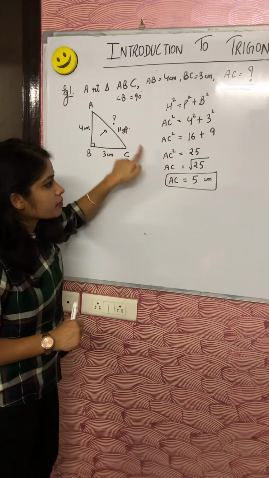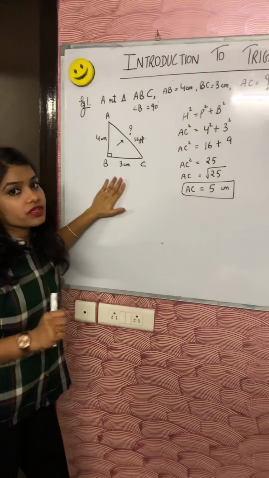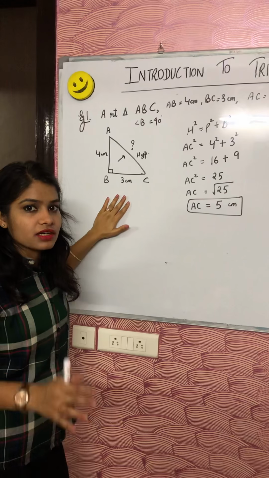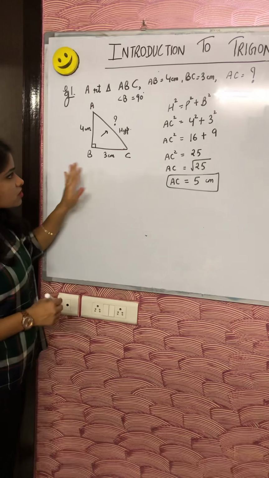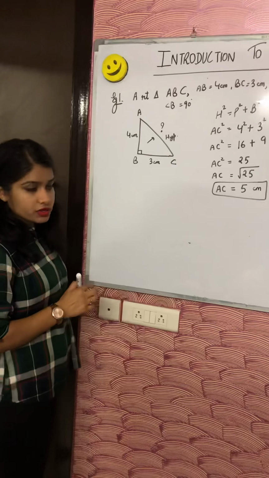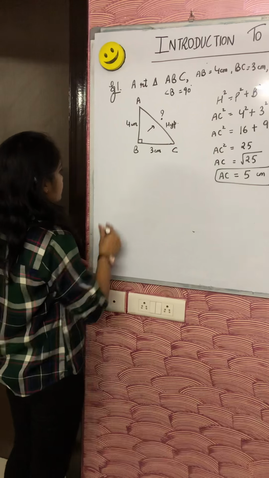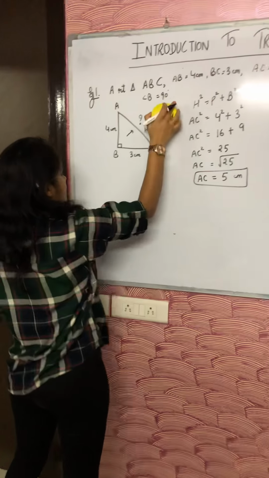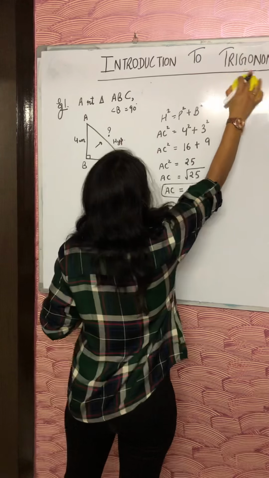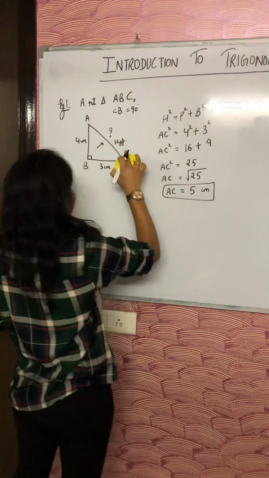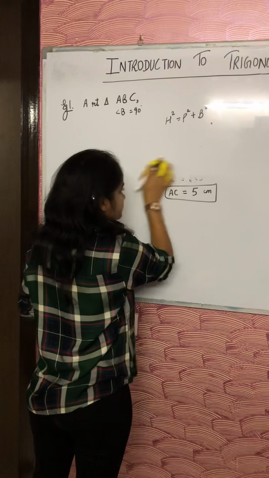See, AC is the hypotenuse which is 5, which is larger than 4 and 3. And we know that hypotenuse is the largest side. Correct? Okay, so we have found the hypotenuse. Now I am taking another example in which I just change the values a little.